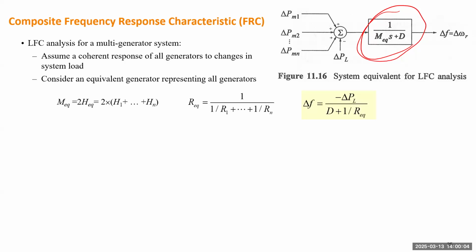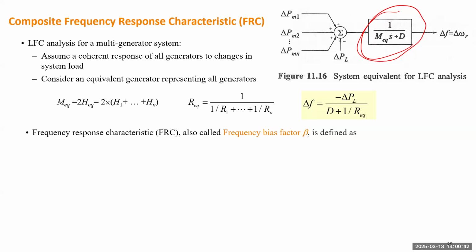We also need to calculate the equivalent R for the entire system. So using this parallel circuit rule, we can just calculate the R equivalent. Then the frequency deviation will still be determined by this equation. This one we already proved. Then we have to use a new concept, which is called frequency response characteristic, which is an index reflecting how one area responds to the load change or the generation change or the frequency.